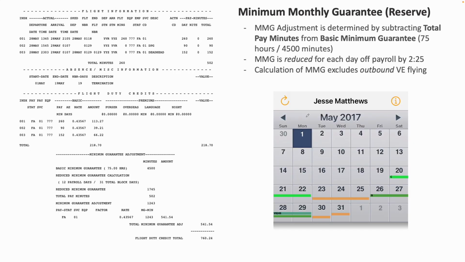Minimum monthly guarantee on reserve. By default, on reserve, regardless of your flying activity, you are paid for 75 hours. As we mentioned, everything related to pay is calculated in minutes, so 75 hours in minutes is 4,500. That's the magical number we're looking for at minimum in terms of our pay.